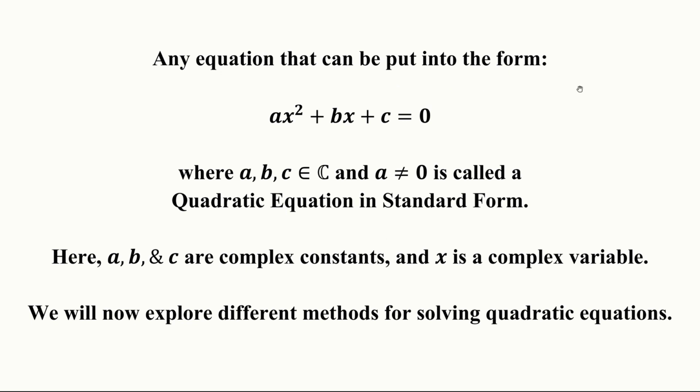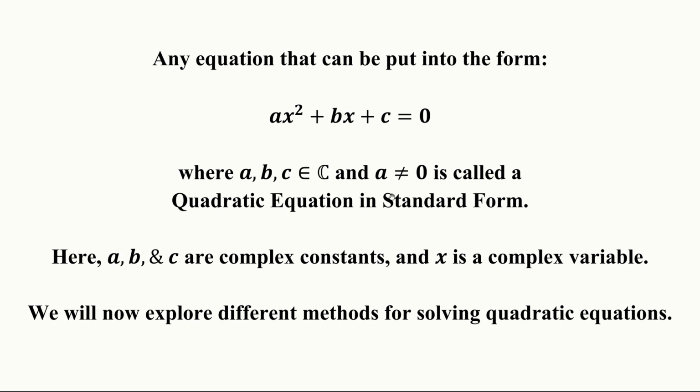Any equation that can be put into the form ax squared plus bx plus c equals 0, where a, b, and c belong to the set of complex numbers, and a is not 0, is called a quadratic equation in standard form. Now, why is it important that we make a non-zero? Because if a is 0, the square term is gone and the equation simply collapses down to a linear equation: bx plus c equals 0.